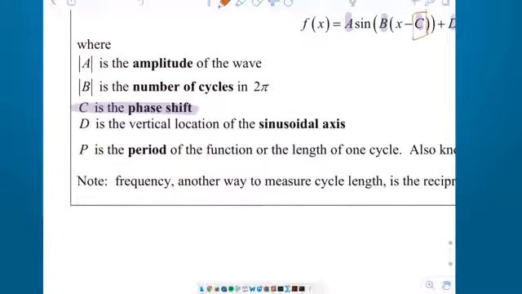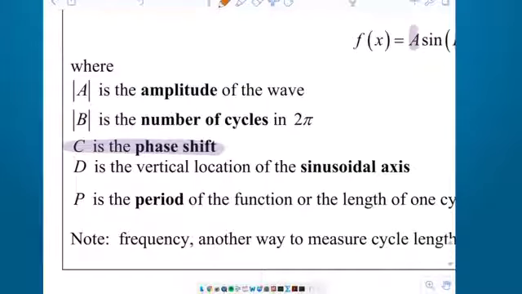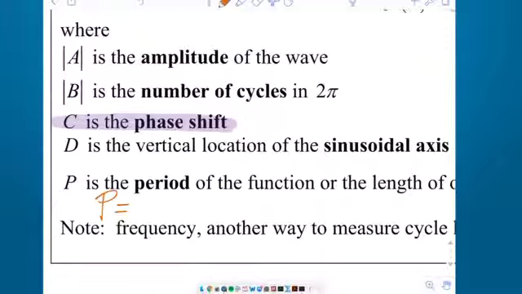Okay, now, if the period is the length of 1 cycle, and B is going to stretch or compress it, the number of cycles in 2 pi, how can we figure out what the period is by knowing what B is? If B is the number of cycles always in 2 pi, and the period is the length of the cycle, what if B were 2? What happened to the period? If now I'm seeing 2 full cycles between 0 and 2 pi, the period used to be 2 pi, but now I have to see 2, so what happened to the period? It's half as big. So it's 2 pi divided by 2, or pi units.